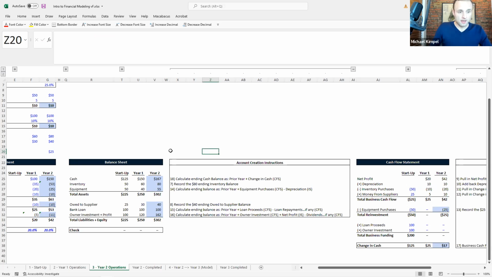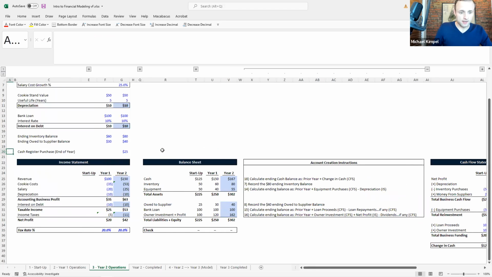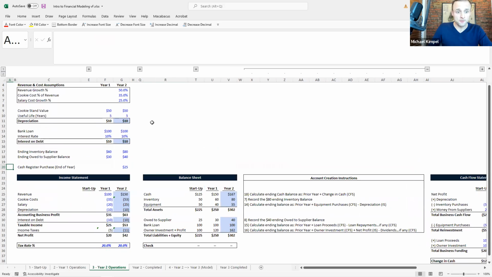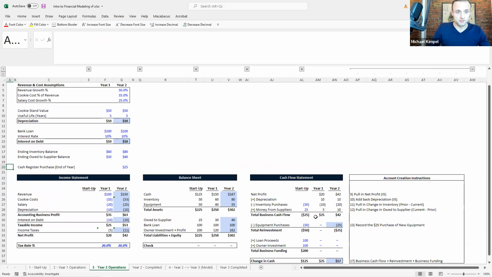Okay. I want to step back from this for a sec and just talk about what we've created. There's a couple of tweaks we're going to make, but this is in essence the financial model. Now we have the three statements. They're dynamic with a couple of exceptions. The exceptions here are going to be your inventory, your money owed to suppliers, and the purchases.